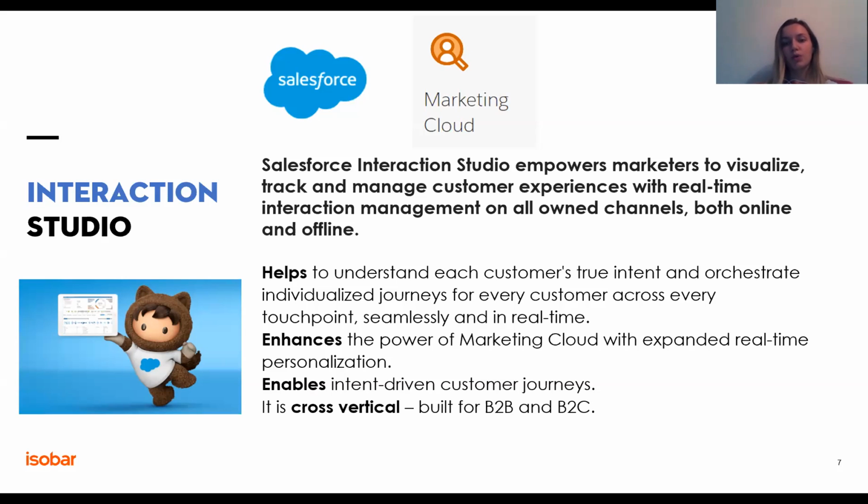So basically, there are many touch points where our customers could interact with our brand, like web channel, email channel, or visits, I don't know, like in the banking sector, it could be the ATMs or consultant meetups, etc. So it could be physical visits, mobile applications, receiving emails, etc. So Interaction Studio helps to manage all kinds of own channels and also connect with offline, based on beacons. It helps to understand each customer's true intent and orchestrate individualized journeys for every customer across every touch point seamlessly and in real time.